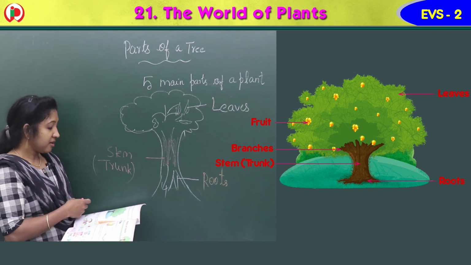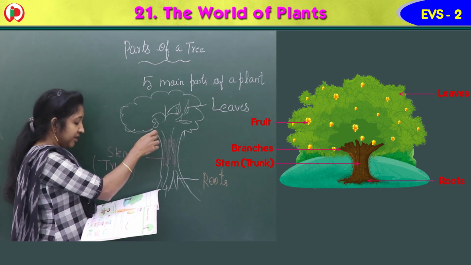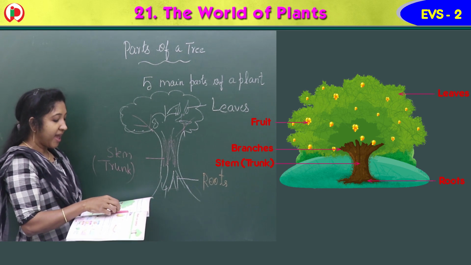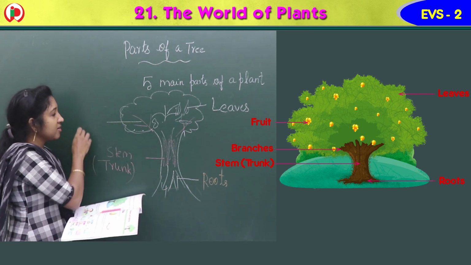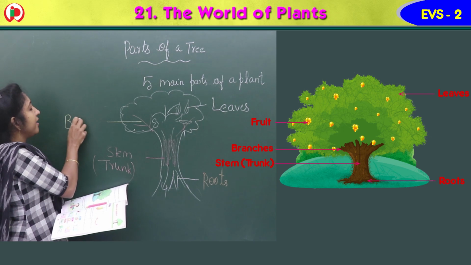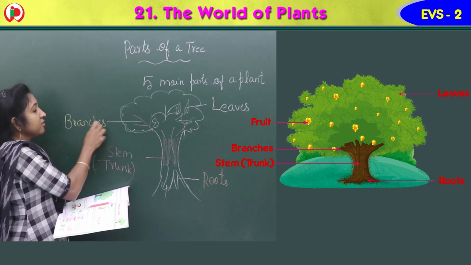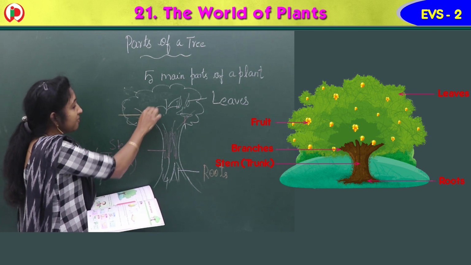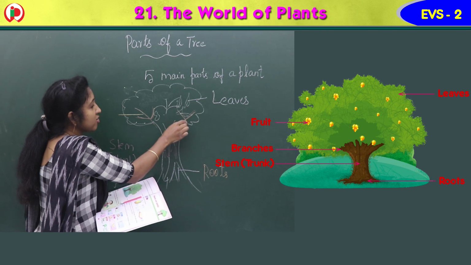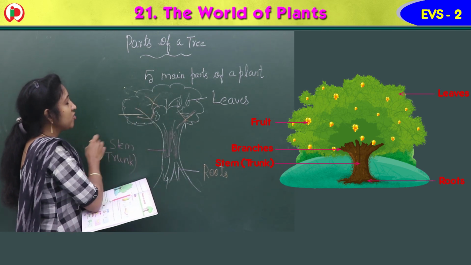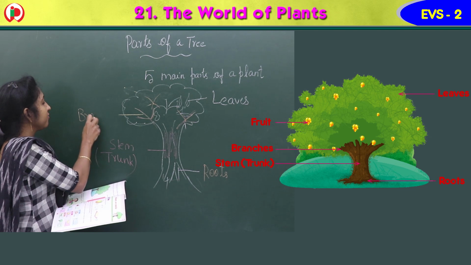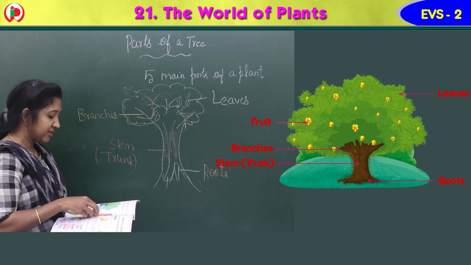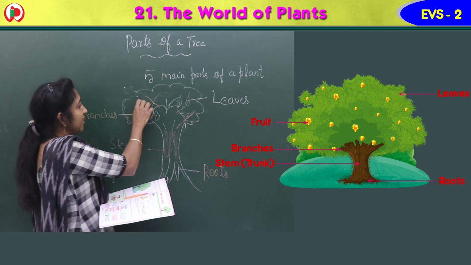Now you can see here different branches. Branches are there for trees, isn't it? So branches are another part of a tree. You can see different branches of a tree.